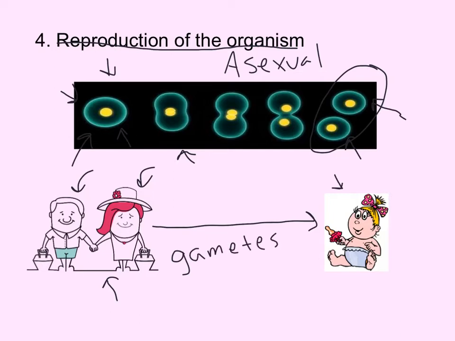For the male, the gametes are called sperm. And for the female, the gametes are called the egg or an ovum. And when those two come together at a specific time called fertilization, you can get one of these.